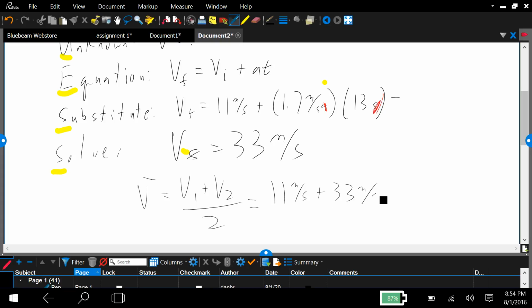This is not really a physics formula. This is just a math formula on how to find the mean of two numbers, right? And I get 22 meters per second, not squared, sorry. This 33 was a little bit rounded. I think it's 33.1, but that's all right.